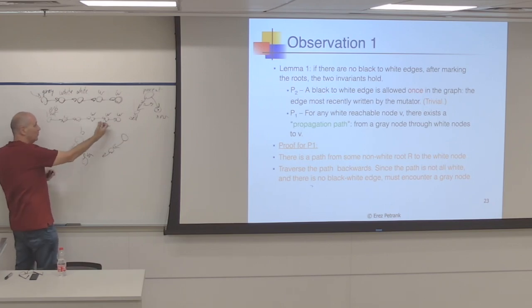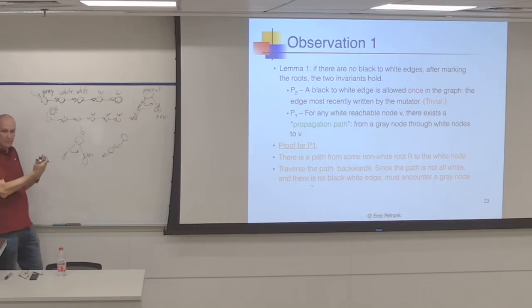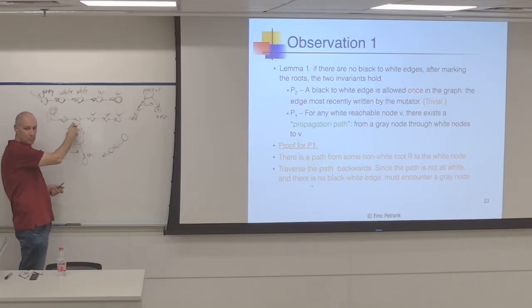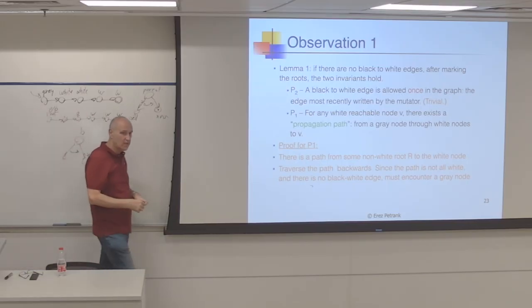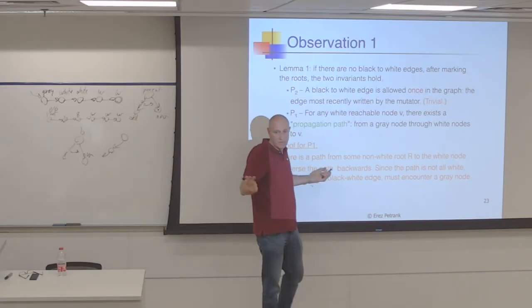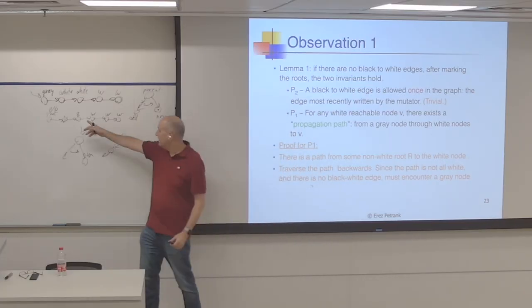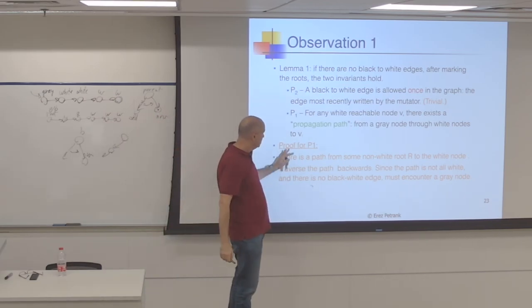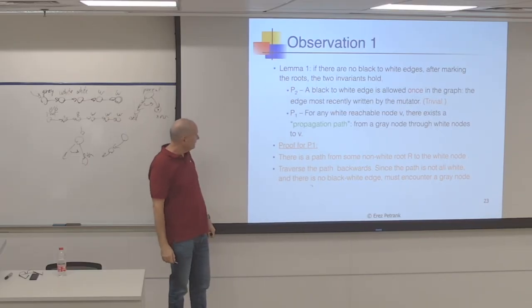And so when I go back, at some point I meet something that is not white. Because this is gray or black, the first time I have to meet something that is not white, at that first time, it cannot be black because there's no black to white edge in the graph. So the first time that I see something that is not white, it has to be gray. And I have a propagation path now because gray, white, white, white, white is the propagation path. Okay? So this is stated here.